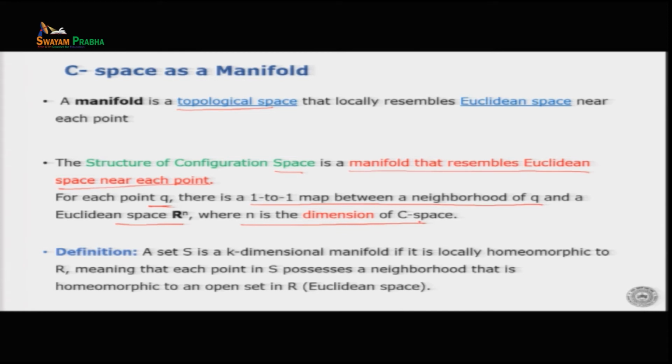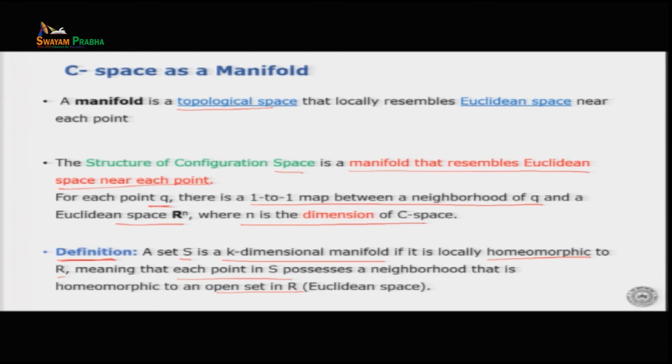So, first of all, we are talking about C space as a manifold. So, what is a manifold? A manifold is a topological space that locally resembles Euclidean space near each point. Now, in terms of definitions, a set S is a k dimensional manifold if it is locally homeomorphic to R^k, meaning that each point in S possesses a neighborhood that is homeomorphic to an open set in R^k, which essentially means that every point locally resembles the Euclidean space.